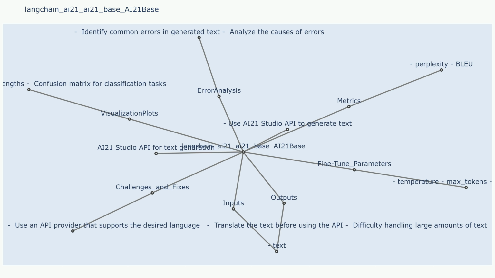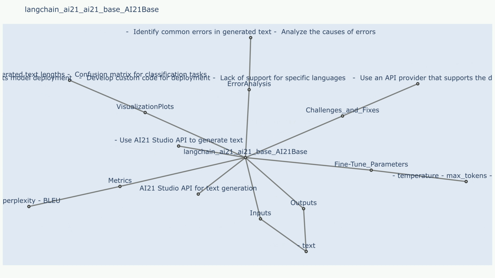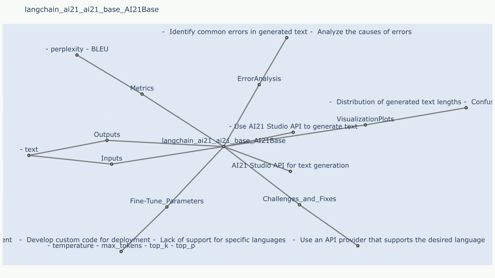AI21 ai21base AI21 base. Description: The AI21 base model is a powerful language model developed by AI21 Labs. It's a large language model (LLM) designed for various natural language processing tasks. Langchain integrates with the AI21 base model through the AI21 base tool, enabling you to leverage its capabilities within your applications.